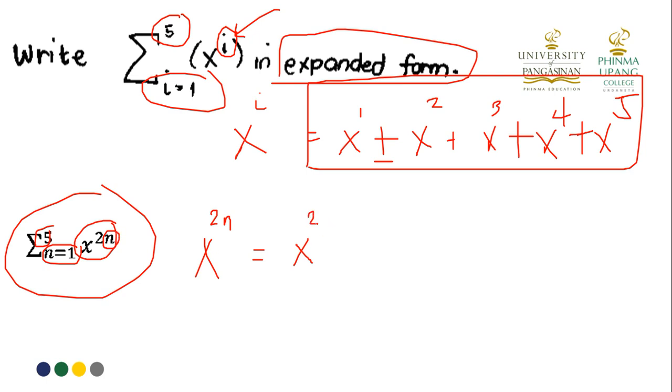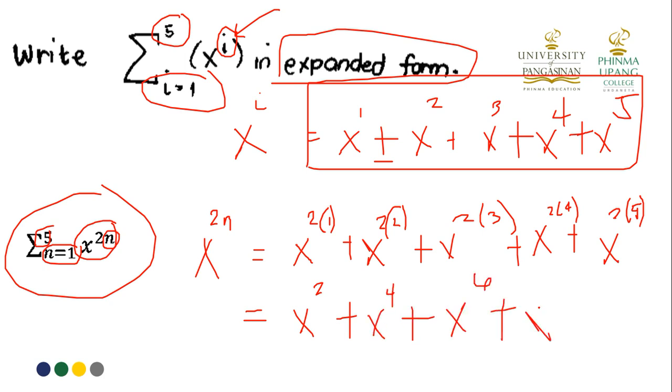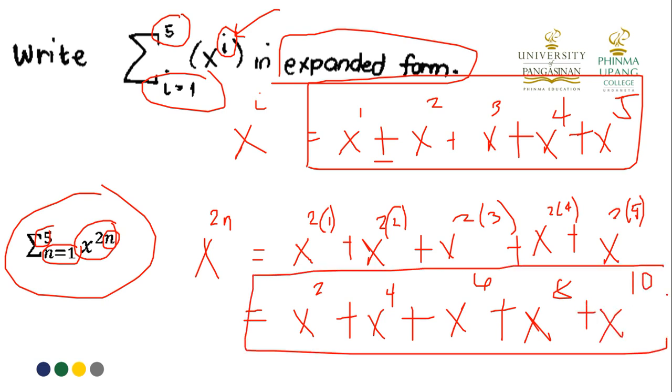So, this is 2, copy, raised to 1, plus x again, copy, then copy 2, then this is 2, plus x again, raised to 2, then this is 3, and plus x raised to 4, plus x raised to 2 times 5. Yan, 5 yan ha. Then for the final answer, this is x raised to 2, plus x raised to 4, plus x raised to 6, plus x raised to 8, plus x raised to 10. So, final answer.